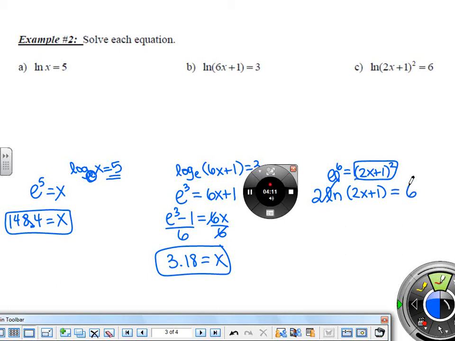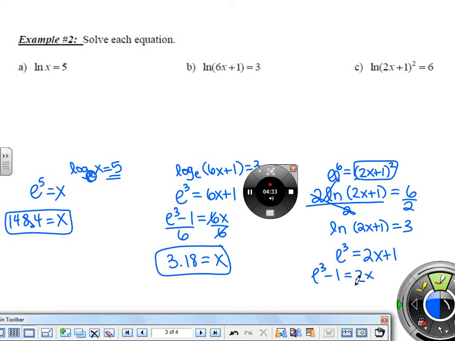So if I rewrote it like this and then divided both sides by 2 first, that would make my life a little bit easier. So what this is going to do is make it that I don't have to deal with that squared. So it's going to be e to the 3rd equals 2x plus 1. And so then I'm just going to subtract 1 from both sides and then divide by 2.